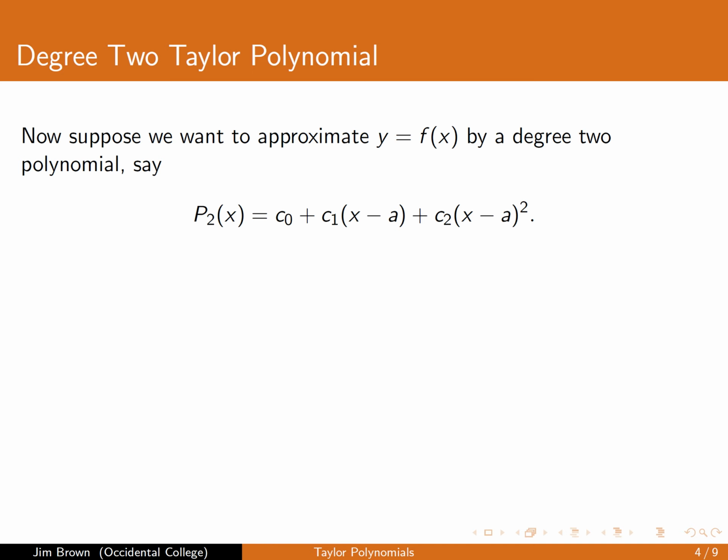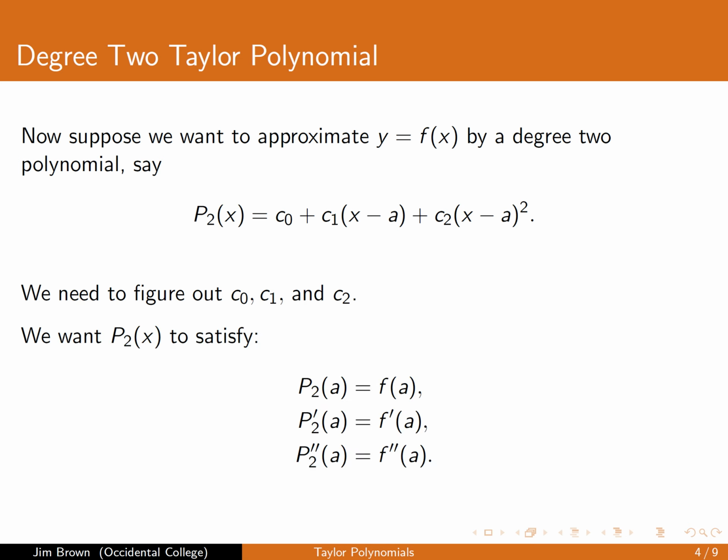Now, what properties do we want P2 of x to satisfy? Well, when I evaluate it at a, I want it to be equal to f of a, so the same value. I want the derivatives to be the same, and I want the second derivatives to be the same. So first thing is the value, second thing you can think of as increasing or decreasing the same, and the third thing you can think of, we want the concavity to match up. Remember, the second derivative is telling us concave up versus concave down. So I want my P2 of x to satisfy those three conditions, and those three conditions will be enough to determine C0, C1, and C2. So let's see how that's done.